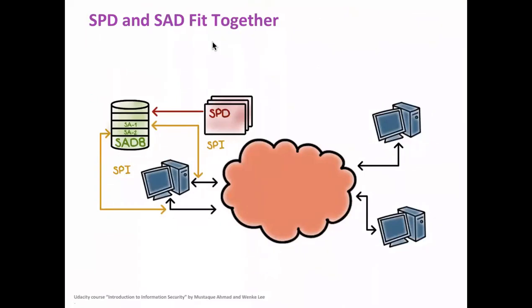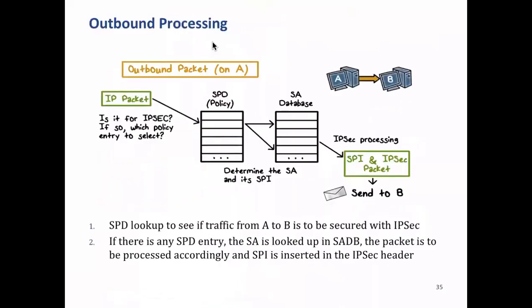All right, please go through it. It's a little confusing. Okay, so same thing is depicted here. This is an outbound packet, so A is sending it to B. Okay, IP packet comes in. So in security policy database, it is to be checked whether it is for IPSec. If so, which policy entry to select, right? Okay, so now it will find out what policy is to be used, and from this will get the index of security association. So it's for IT Goa, for example.